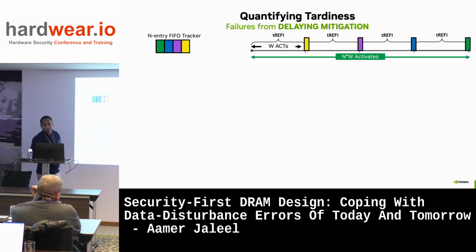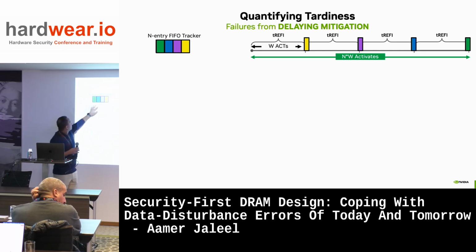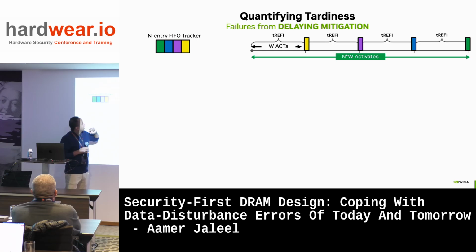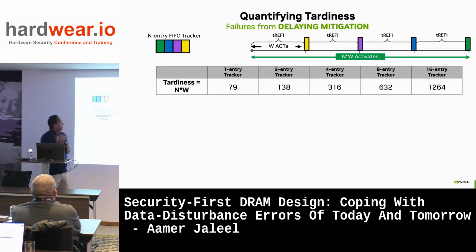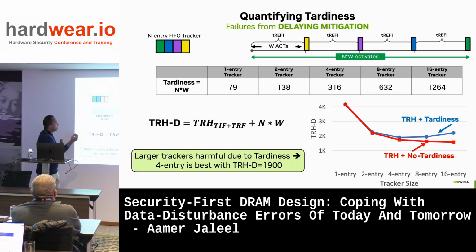Let's generalize this. If you have an N-entry FIFO, the first entry will get mitigated in the first TREF-E, but the green one will wait up to N times W activations. So for an N-entry tracker, we can bound what the tardiness is. A 1-entry tracker will have a tardiness of 79, but a 16-entry tracker will have a tardiness of 1264. So now we can bound your RowHammer threshold by taking the threshold that we got from tracking for insertion and retention failures and adding on the tardiness.